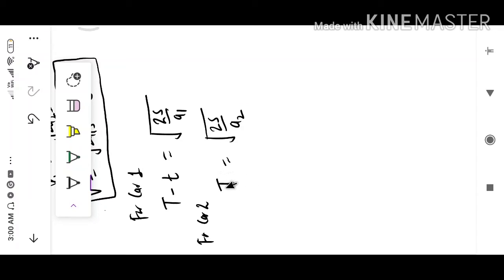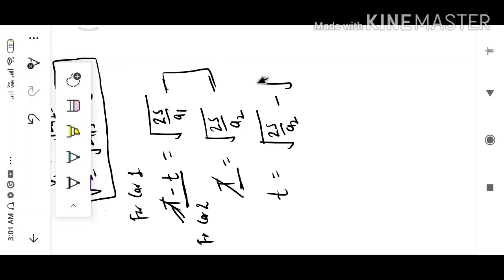Now subtract these equations. When you subtract, this capital T will get cancelled. Remember students, this one is the smaller quantity, it is capital T minus t, so you have to subtract this from that. Let me write it, otherwise you will get confused. Capital T minus of capital T minus t. So finally you will get small t is equal to root 2s upon a2 minus root 2s upon a1.